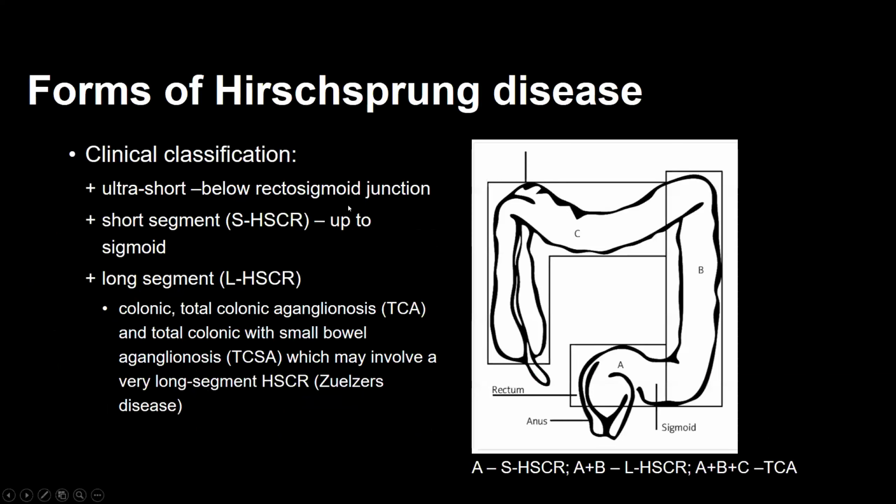And what forms of Hirschsprung disease are there? Clinically, we have ultra short, which occurs just below the rectosigmoid junction. I don't have that pictured here. We have short segment, which occurs up to the sigmoid. We have long segment, which occurs up to somewhere around here, the transverse colon. And then we have total colonic ganglionosis, which includes the entire colon, like the image that I showed you before.